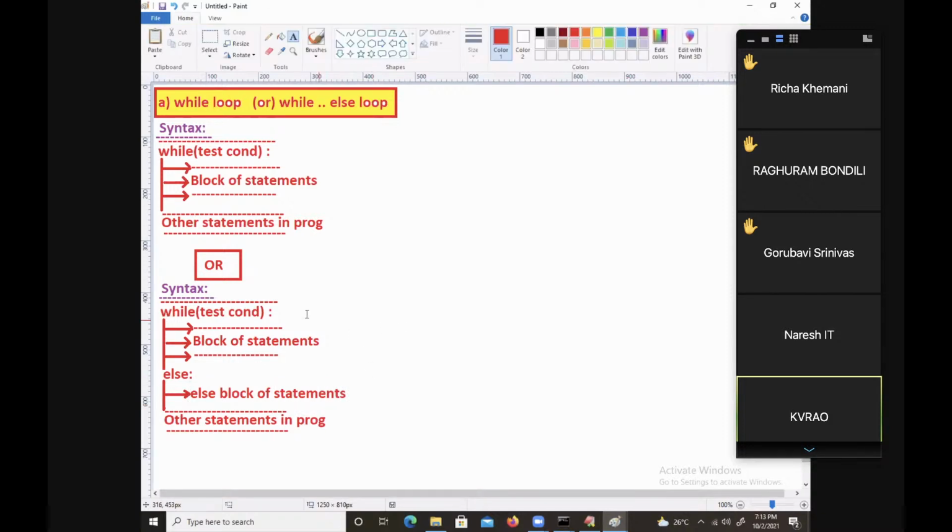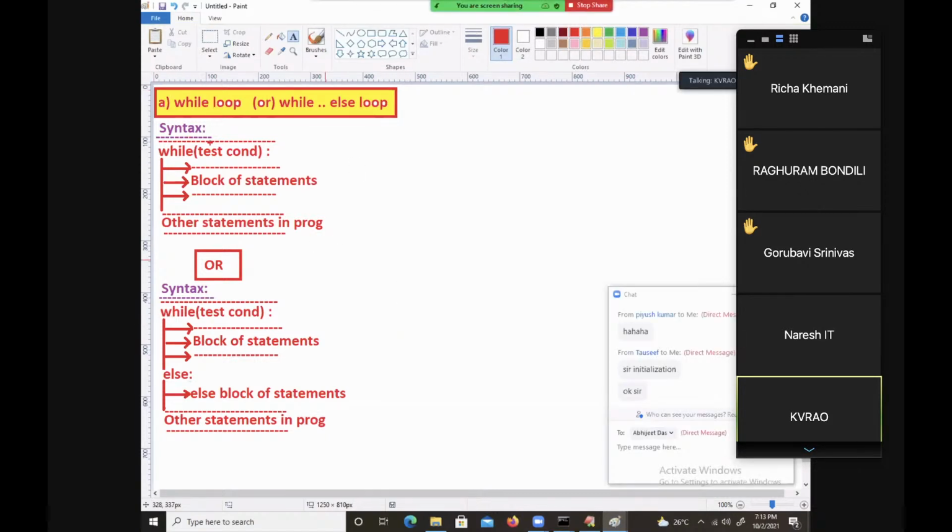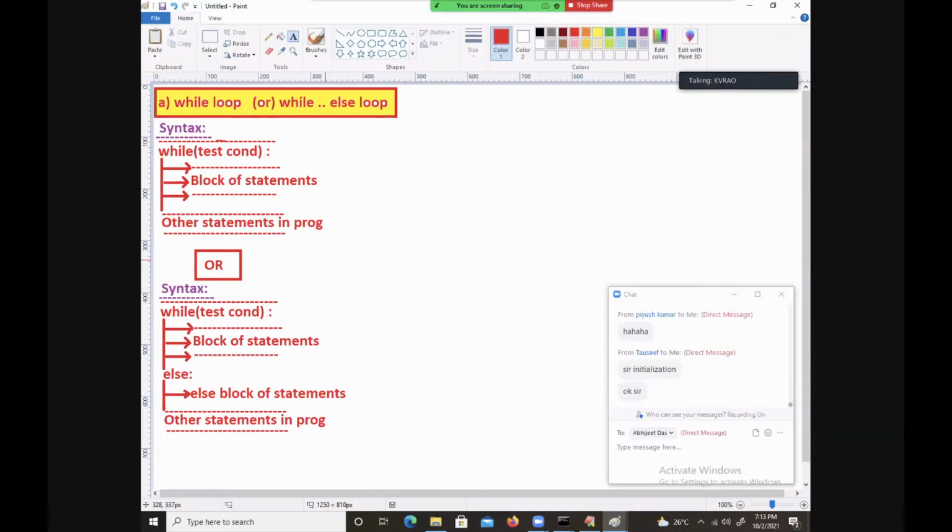Right, students? Let us start the flow, how it is going to execute. Start with the first syntax. First thing here, while is a keyword. The test condition will be evaluated first.